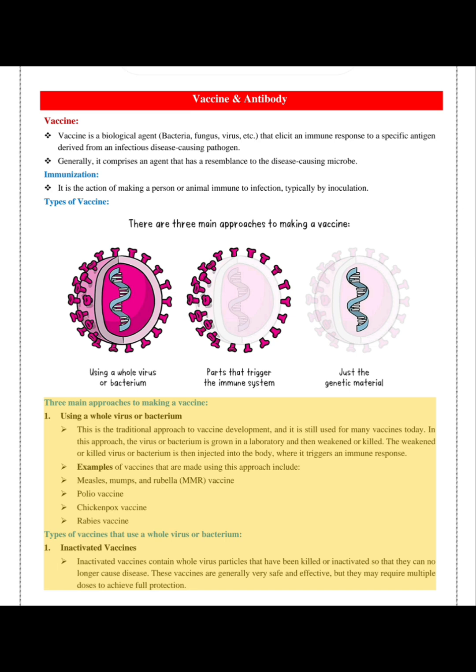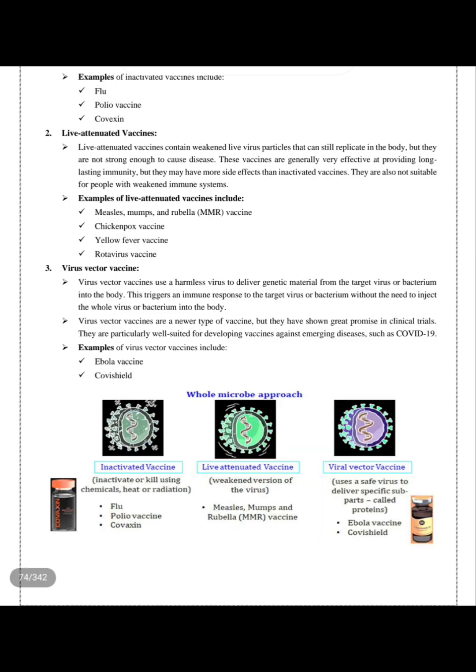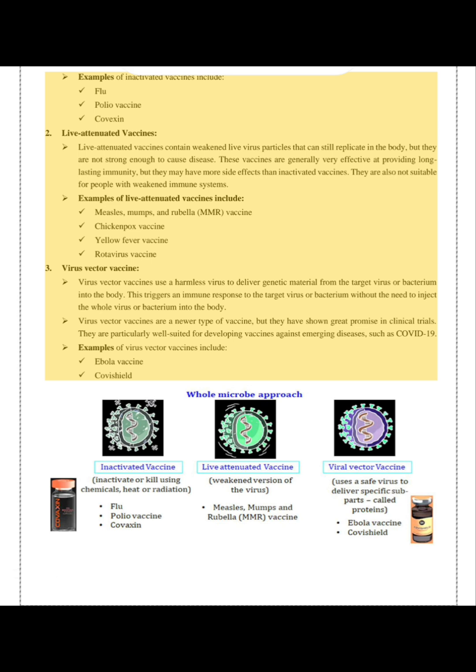Examples of vaccines that are made using this approach include the measles, mumps, and rubella (MMR) vaccine, polio vaccine, chickenpox vaccine, and rabies vaccine. Types of vaccines that use a whole virus or bacterium. 1. Inactivated vaccines. Inactivated vaccines contain whole virus particles that have been killed or inactivated so that they can no longer cause disease. These vaccines are generally very safe and effective, but they may require multiple doses to achieve full protection. Examples of inactivated vaccines include flu, polio vaccine, Covaxin.